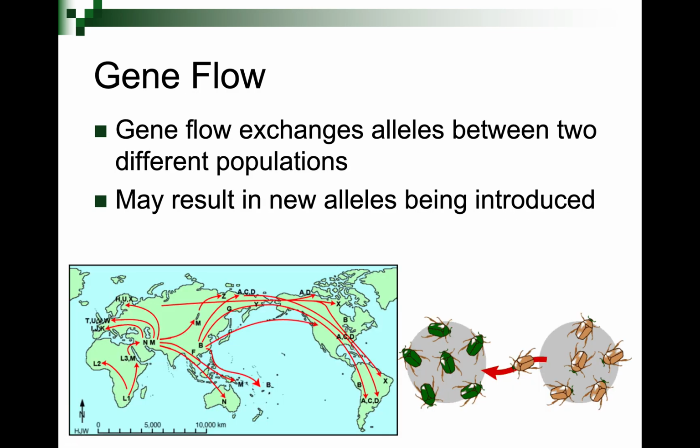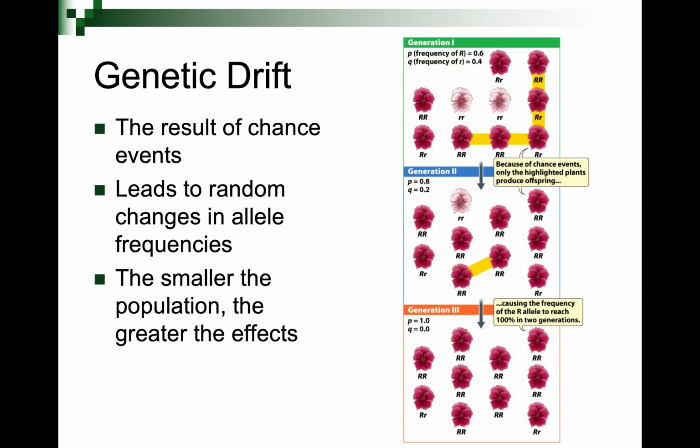All right, gene flow. Gene flow is really just the exchange of alleles between 2 different populations. It may result in new alleles being introduced. It doesn't have to, but it may. So here's an example: brown beetles, green beetles. A brown beetle cruises over into here and passes those genetics around the green beetle population. We also have examples of human migration, passing alleles all around the world when we look at human migration patterns.